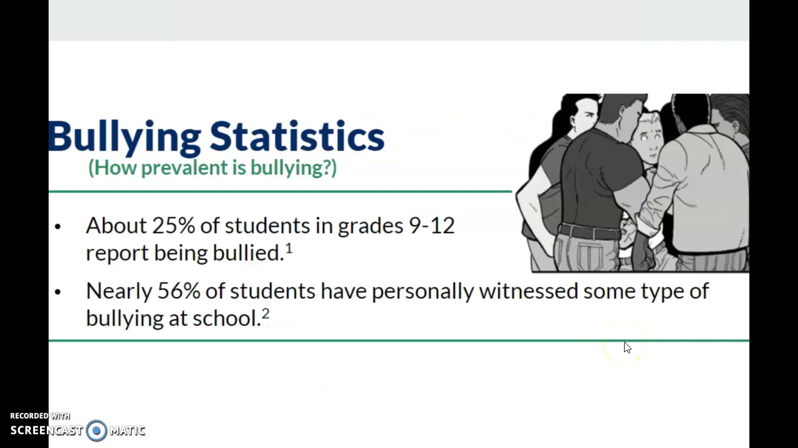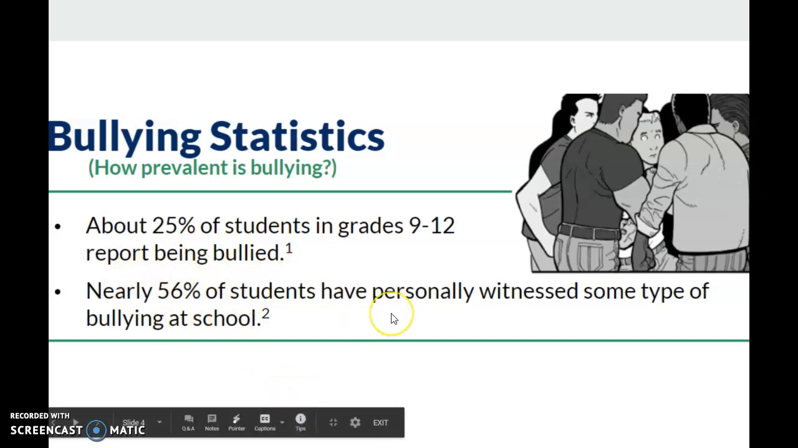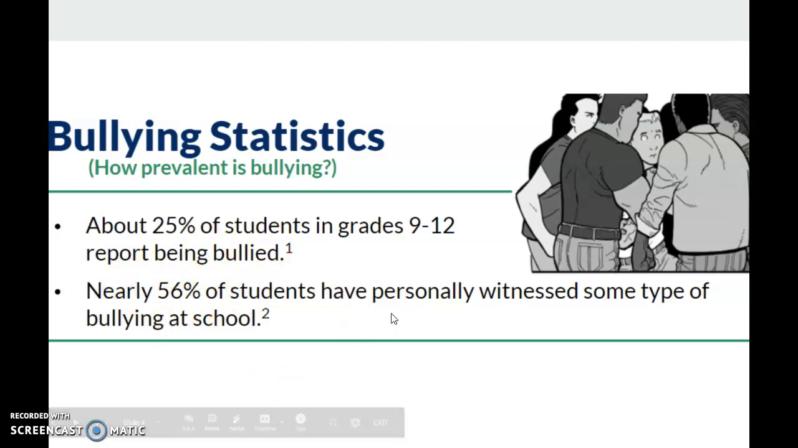So here are some statistics. About 25% of students in grades 9 through 12 report being bullied. Nearly 56% of students have personally witnessed some type of bullying at school. Obviously those are pretty high statistics, and pretty concerning. If a fourth of students are reporting they have been bullied, and over half of the student population reports that they have witnessed some sort of bullying, clearly this is a problem.